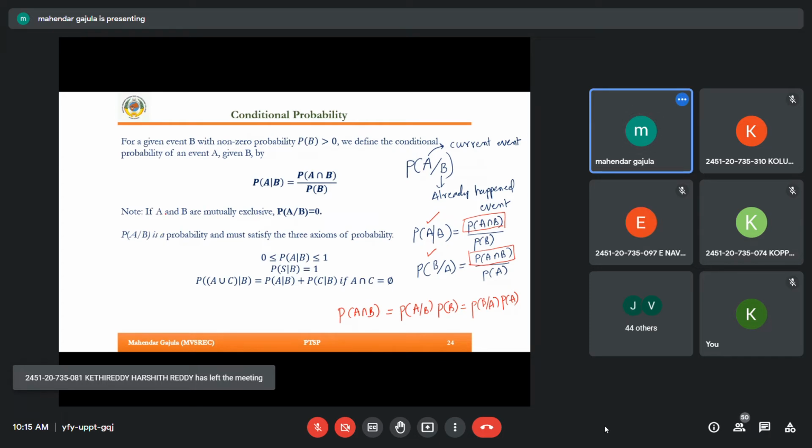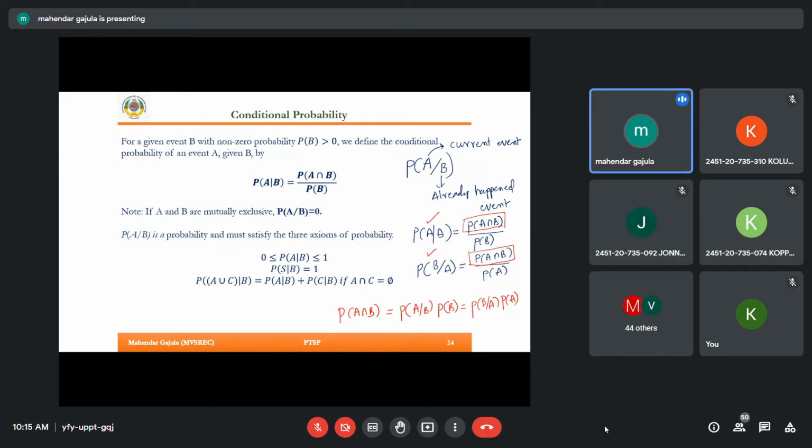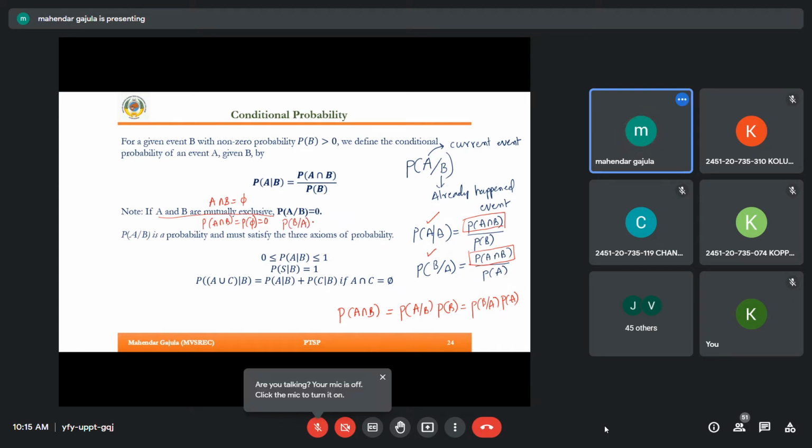And there is one special condition. A and B are mutually exclusive. Mutually exclusive means A intersection B is null set. Then what is the probability of A intersection B? It's the probability of null set. Zero. So numerator is zero. So probability of A given B or B given A, both are zero if A and B are mutually exclusive.